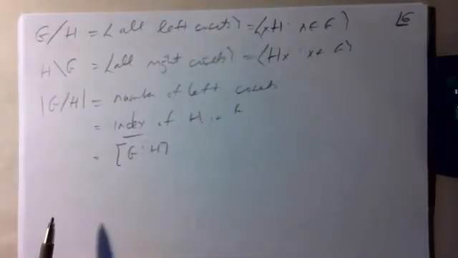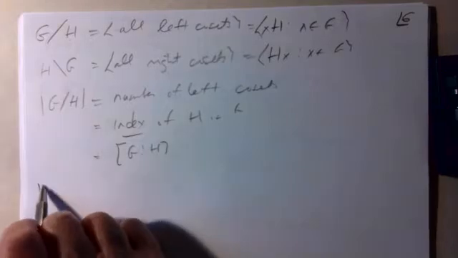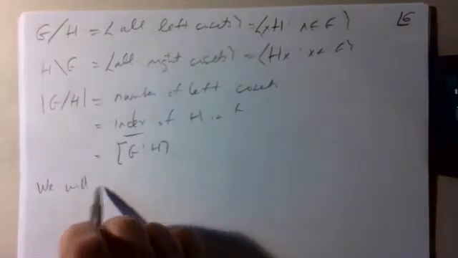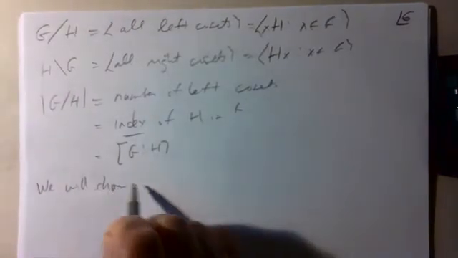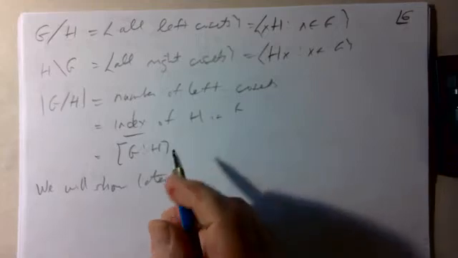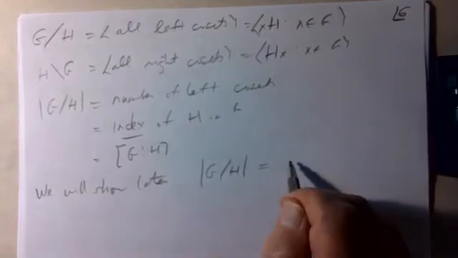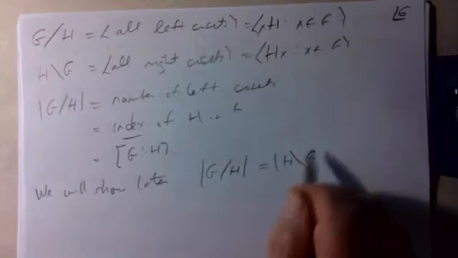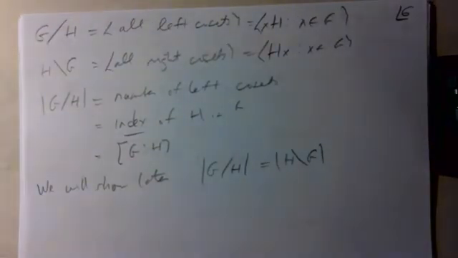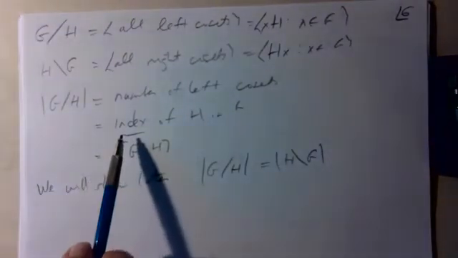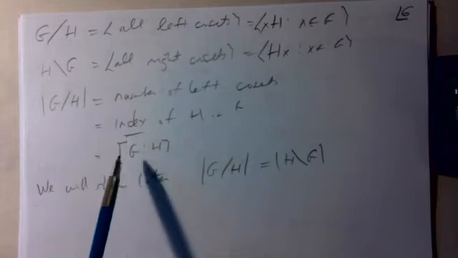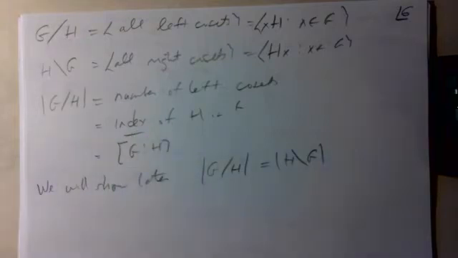And you might say, what about the number of right cosets? We will show later that it's always exactly the same, that the number of left cosets equals the number of right cosets. But at this point, all we need is a definition of the index, and we define it in terms of the left cosets.